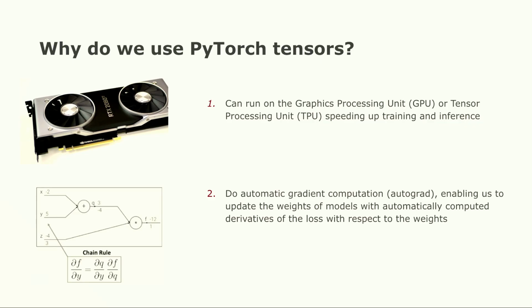Another very important feature is that we can do automatic gradient computation. This is called Autograd or AutoDiff, and this enables us to compute the derivatives of the loss function with respect to the weights. This is something that we do to update the weights of the models and to actually do learning when we do the training of a neural network. This is necessary for training neural networks when we use the stochastic gradient descent algorithm that we're going to discuss in some detail.